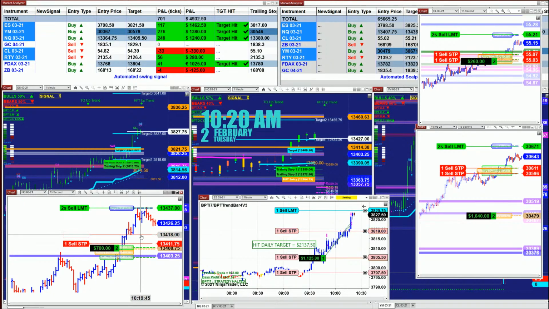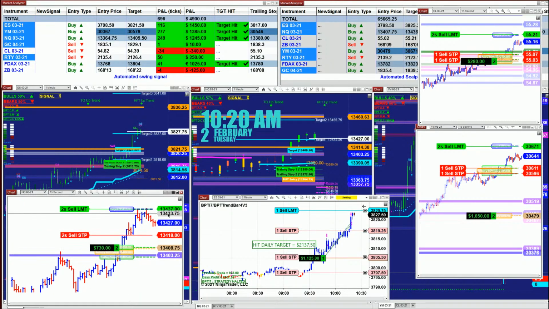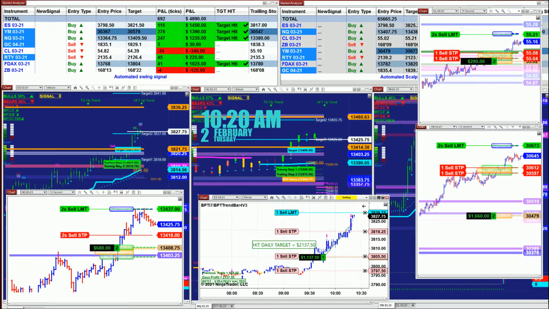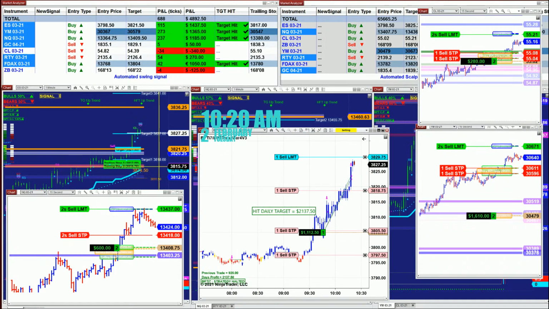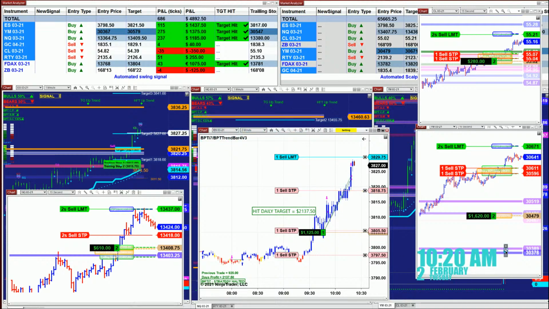We're gonna go ahead and secure some of the profit. And we are about to close the ES. I'm not touching the ES. We're about to close the ES. The daily target hit on the ES is 1000. This is the TI7.